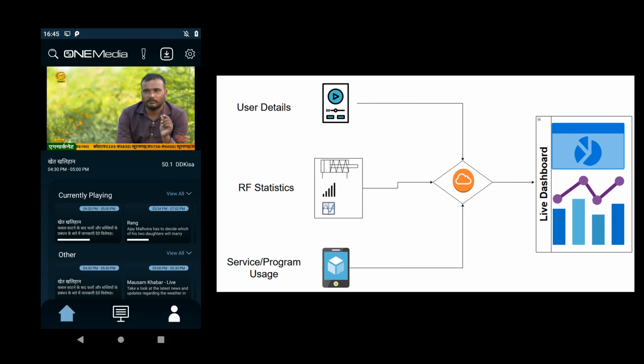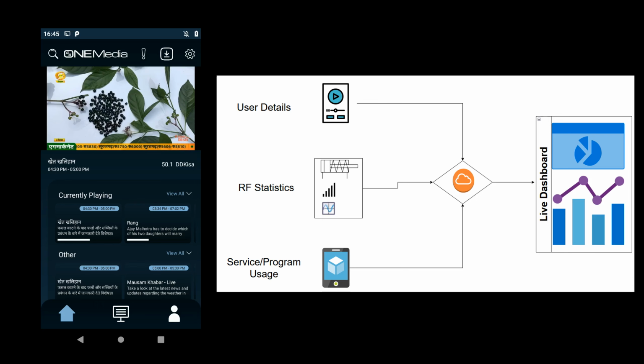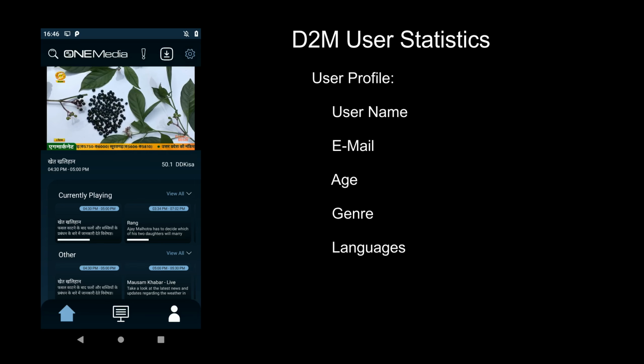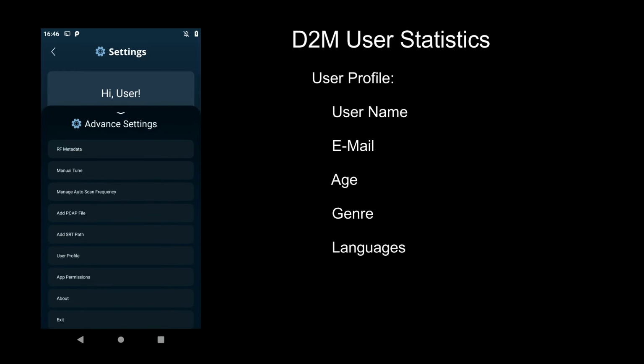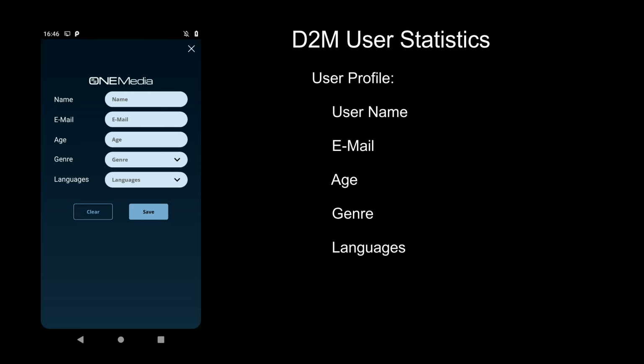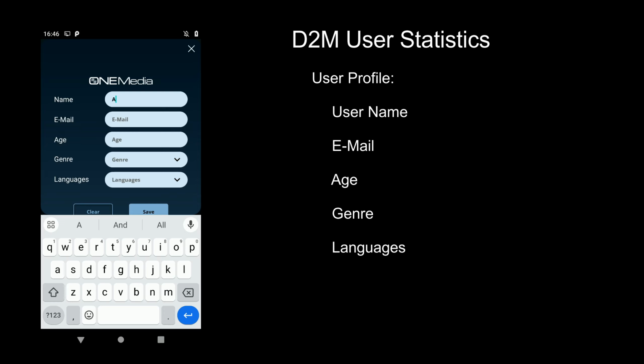We have got a test dashboard to showcase this. As you can see, I have mirrored my phone again. I will now show the voluntary details in the application for user profile. From the application settings, the user can enter his generic information like name, email, age, interested genre, and languages, which will be used later in deciding which dynamic ad should be selected or presented to the user.